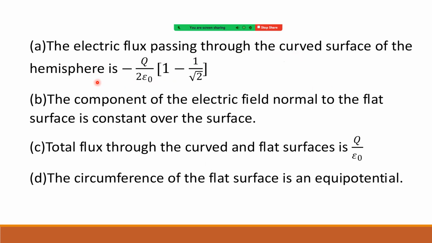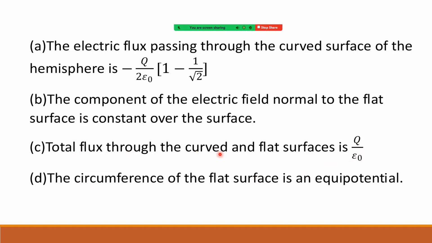Next, we have to find the component of electric field normal to the flat surface is a constant over the surface. Next, total flux through curved and flat surfaces is Q by epsilon naught. And the last one, the circumference of the flat surface is an equipotential surface. See, in this option C and option D, we can verify directly.